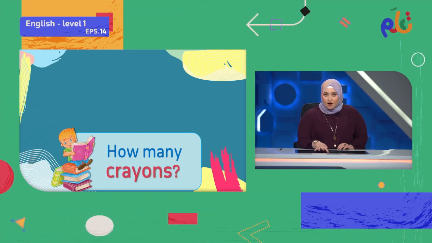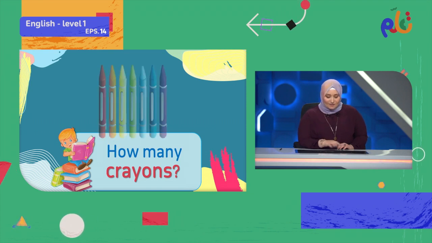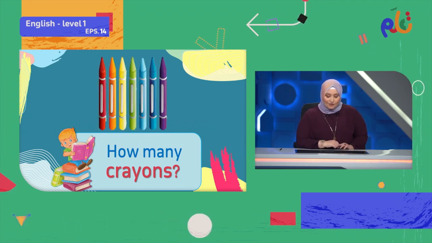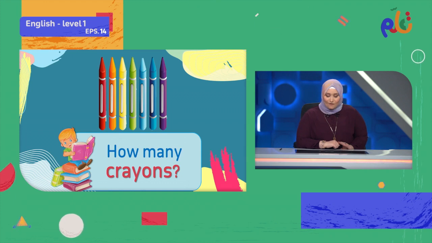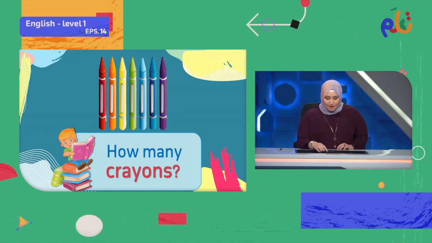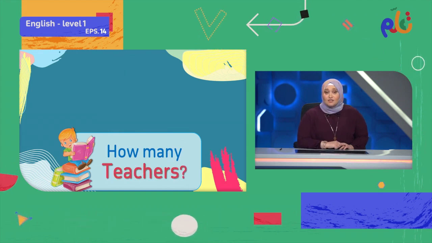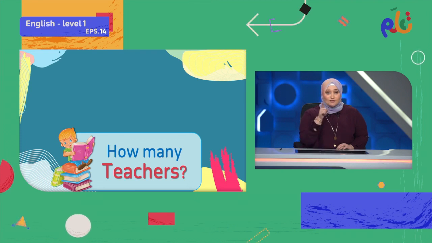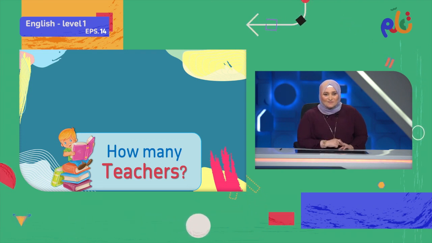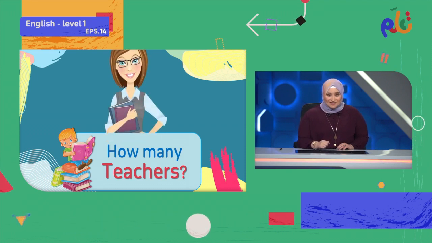How many crayons can we see? Crayons. 1, 2, 3, 4, 5, 6, 7. 7 crayons. How many teachers can we see? How many teachers can you see now? Perfect. 1 teacher. You can see 1 teacher.